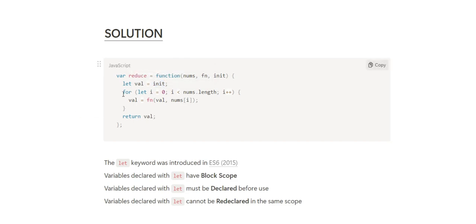Then you are creating a for loop, for let i equal to 0, i less than nums.length, i plus plus. This is to traverse through each element and evaluate the function. Then val equal to fn of val comma nums[i]. For each and every element you evaluate the function and store it in val. Finally, after applying the function to each and every element, you return val.